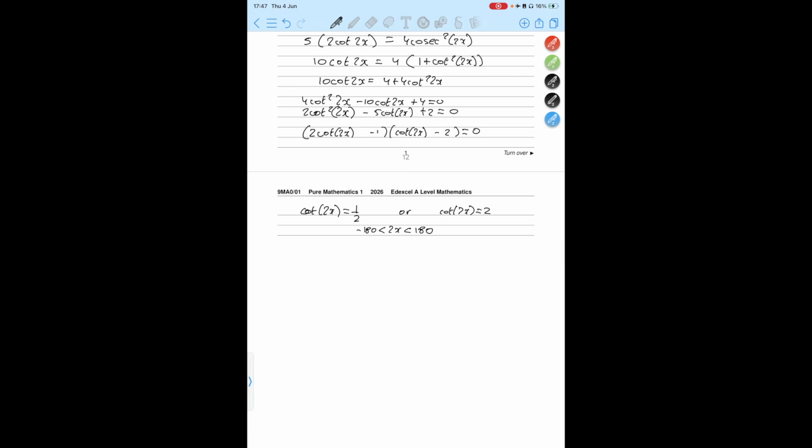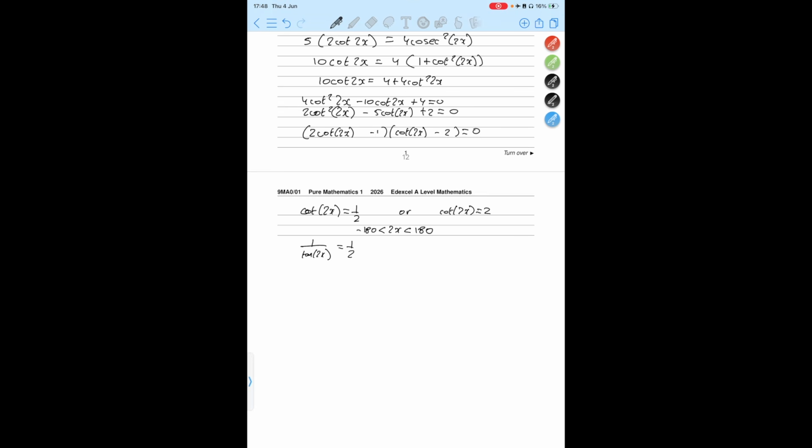Okay, so now I can say, okay, so cot 2x is a half. So 2x, okay, is going to be the tan inverse of 2. Okay, because remember, cot is 1 over tan. So if I write it out just so people understand what I've done here.